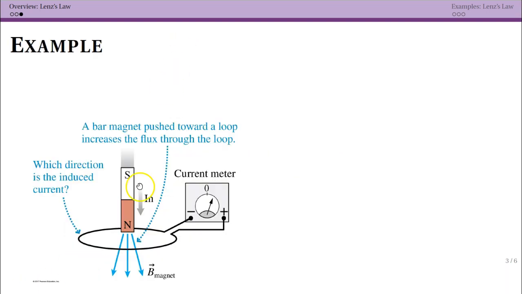The example we're going to do is pushing a bar magnet towards a current loop, and we want to understand which direction the current is going. So we do our 4-step process, and some of it's already done on this picture. This is a case where you really need to draw lots of good pictures. We know that our magnetic field goes away from the north, right?